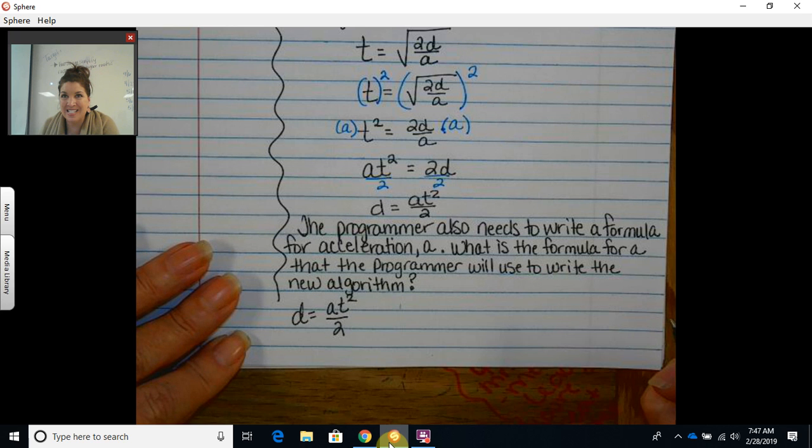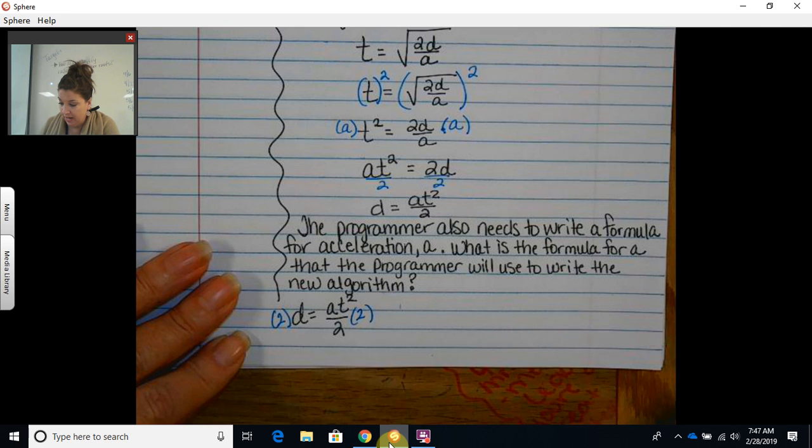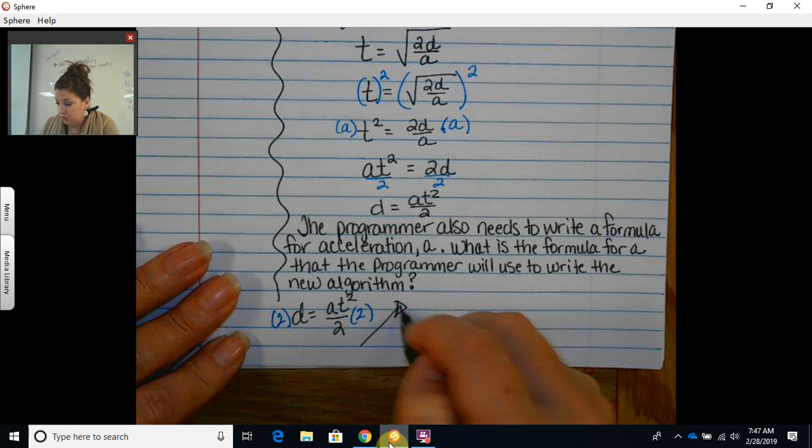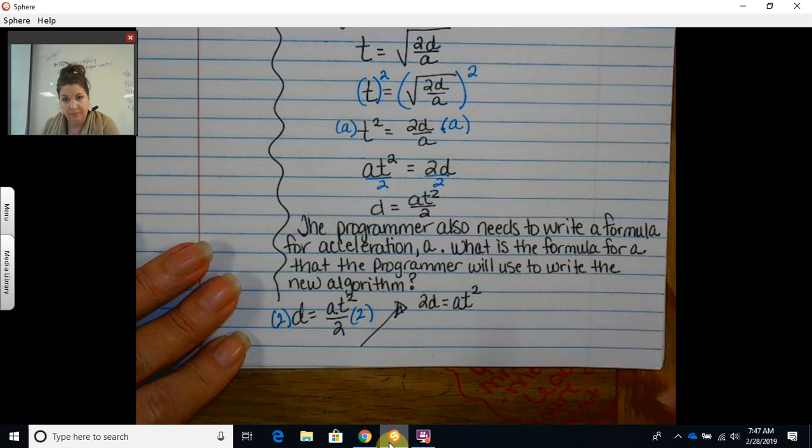So we want to isolate the A. But I can't do anything with the numerator until my denominator is gone. Multiply every term by 2 so I can clear that fraction, right? So now I have 2D equals AT squared. When I isolate the A, what do I do now? Divide by T squared. All right. So the A will be isolated.